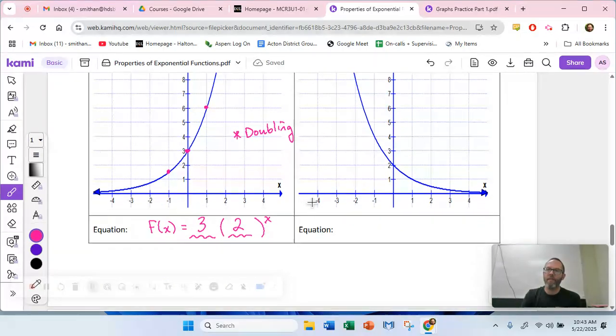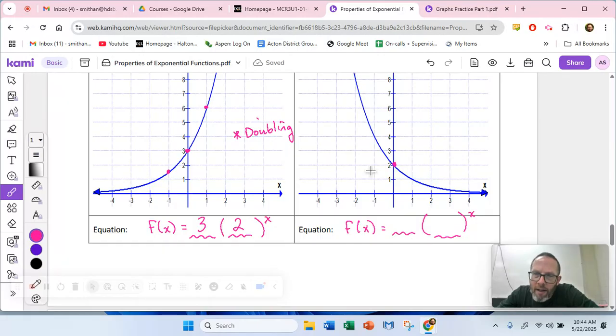Can you guys try this next one? 2 blanks to fill in here to build this exponential function. I'll add in some key points here, just some corner points, like so.